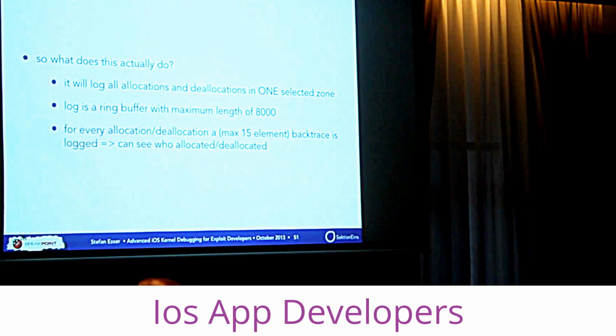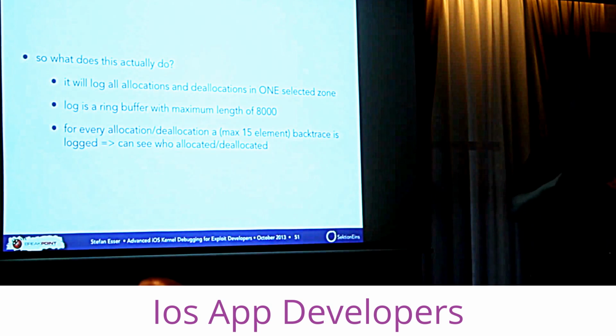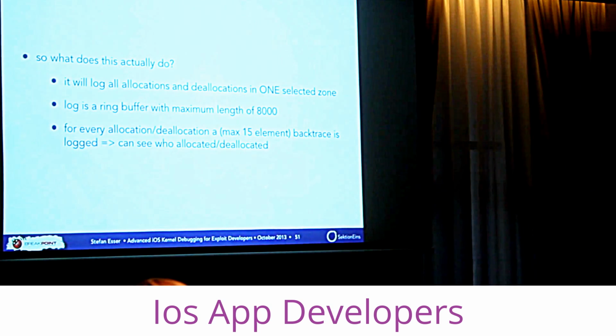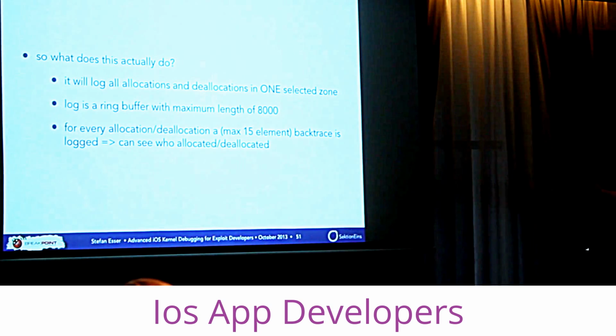So if you have more than 8,000 allocations or deallocations, well, it's a ring buffer. For every allocation, you get something like a timestamp, which is not really a timestamp, it's more a counter. You get the address that was either allocated or the one that was attempted to be deallocated. And you get the last 15 elements of the backtrace.